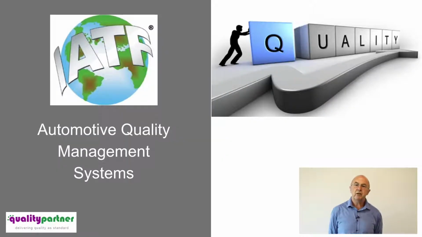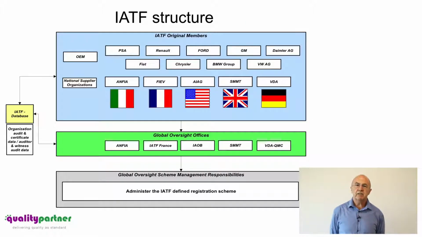So now let's take a look at the changes in ISO 9001-2015 and how they've affected automotive quality management systems. The automotive management scheme is managed by the International Automotive Task Force. What you can see now is the structure of IATF. IATF is not a legal entity. IATF is made up of a number of global OEMs and national supplier organisations.